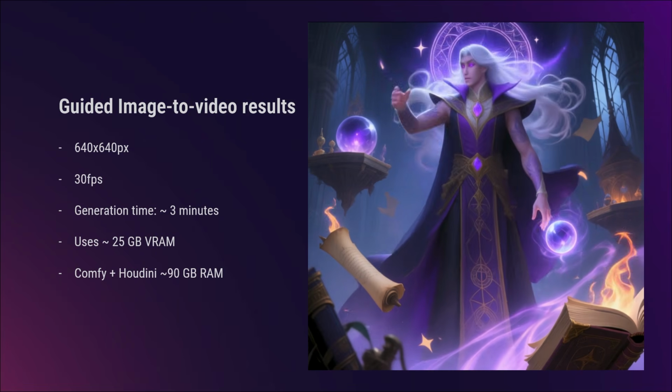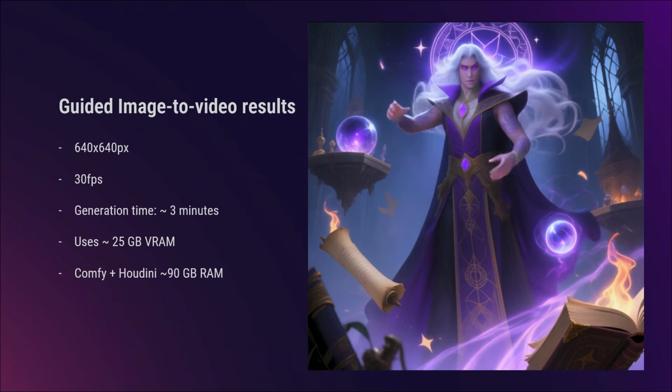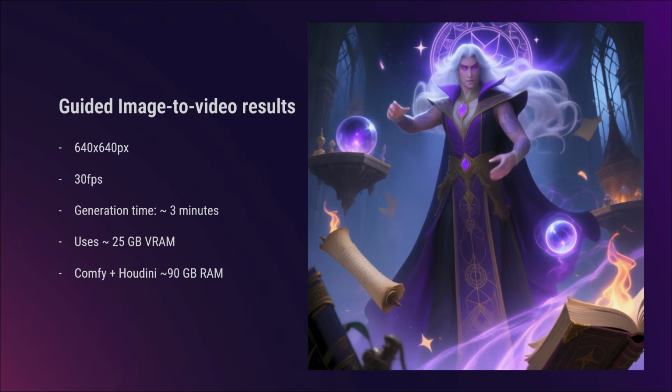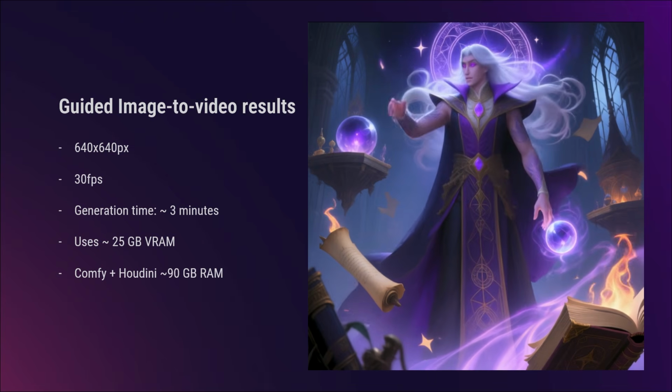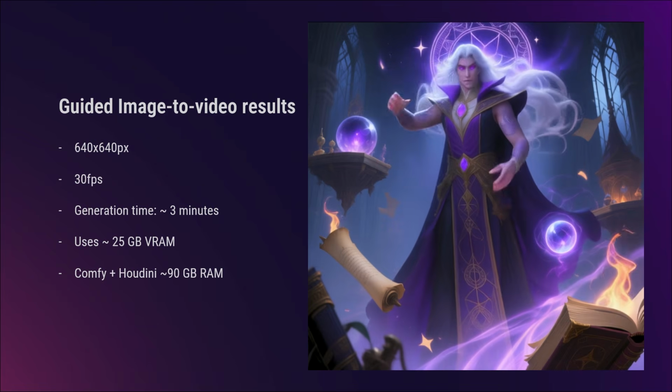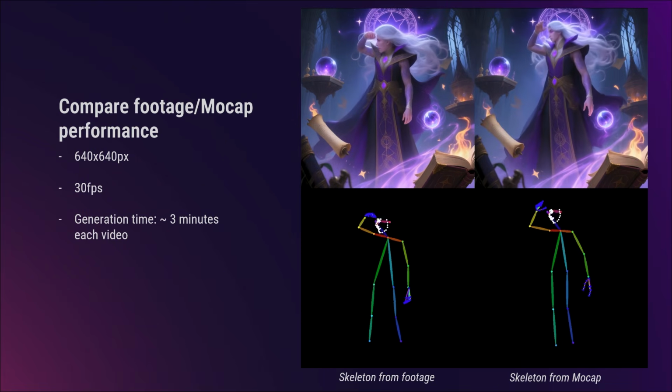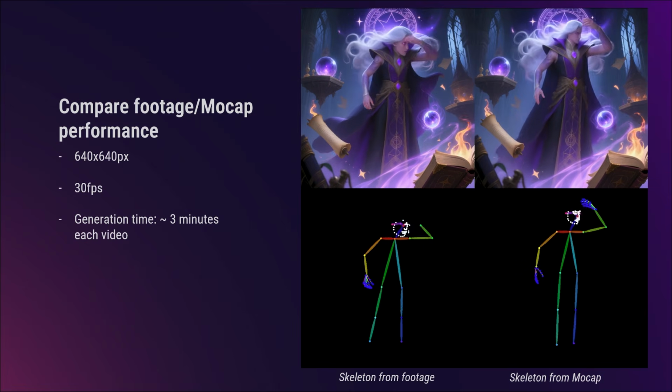Generation was very fast, under 3 minutes, 30 frames per second, and we use a lot of RAM because we have Houdini and ComfyUI running on the same machine, but the video memory, we didn't cap the 5090. It ran around 25 gigabytes of RAM. And these are the two skeletons, right?